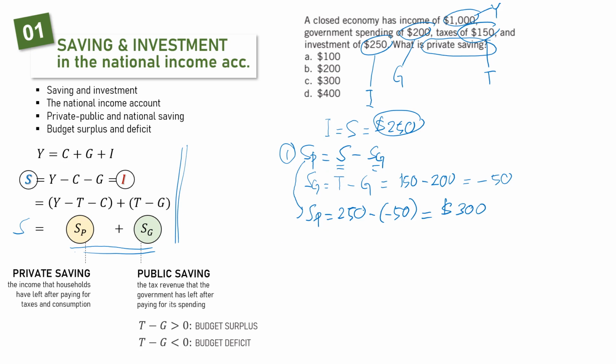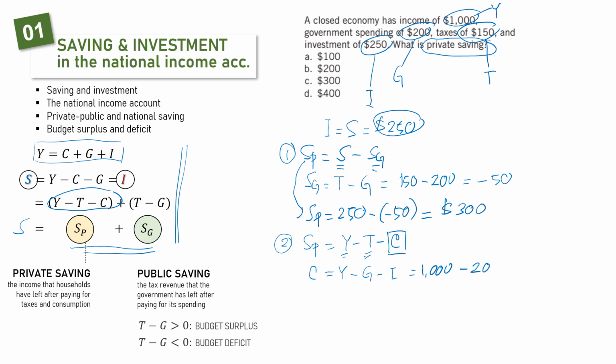And the second way to find the private saving, we can use the definition of private saving here. SP is defined as Y minus T minus C. We have the information for Y and T. What is still missing is the component of household consumption. And we can easily find the household consumption from the first equation here, the national income identity. So C will be Y subtracted by G and I. We have all the information. Y is 1,000, G is 200, and I is 250. So C is obviously 550.